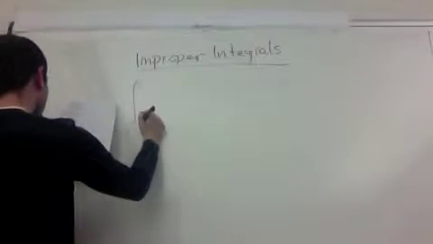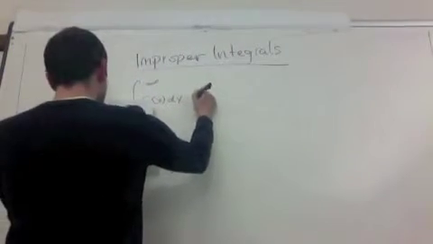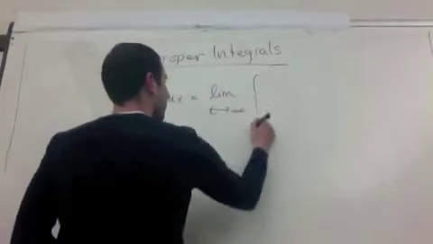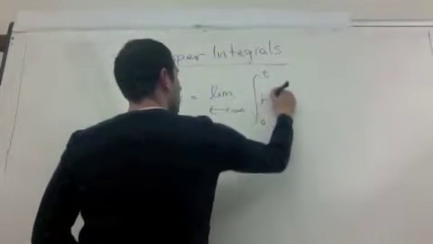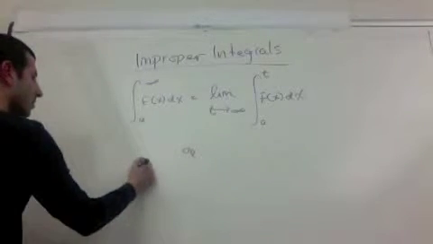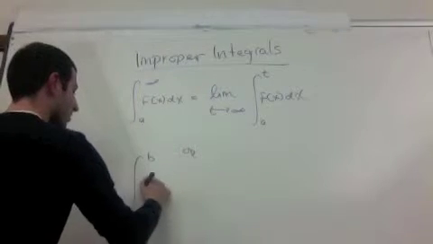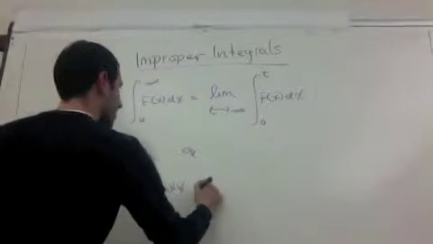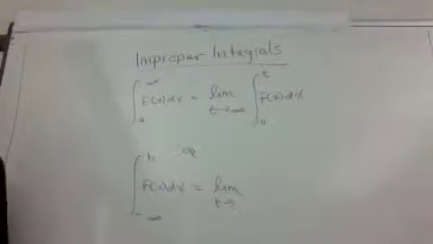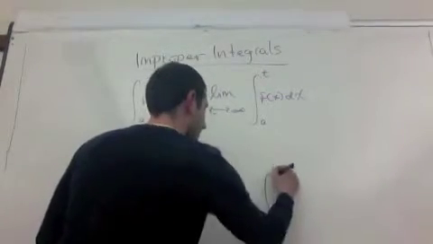Okay, we say that the integral from a to infinity of f of x dx is equal to the limit as t approaches infinity of the integral from a to t of f of x dx, or the integral from negative infinity to, I don't know, we call it b, of f of x dx would equal the limit. So the only difference here, guys, is what? t approaches negative infinity, the integral from t to b.